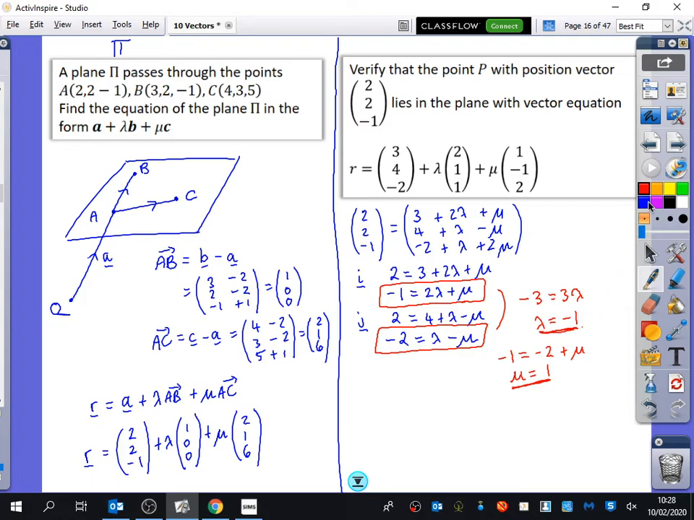So all I need to do now is check that the bottom one works, because if it doesn't work for all three, then it's not on the plane, is it? So I'll have a look at the k component, which says minus 1 equals minus 2 plus lambda plus 2 mu. So that's minus 2 minus 1 plus 2, which is equal to minus 1. So P lies on the plane.